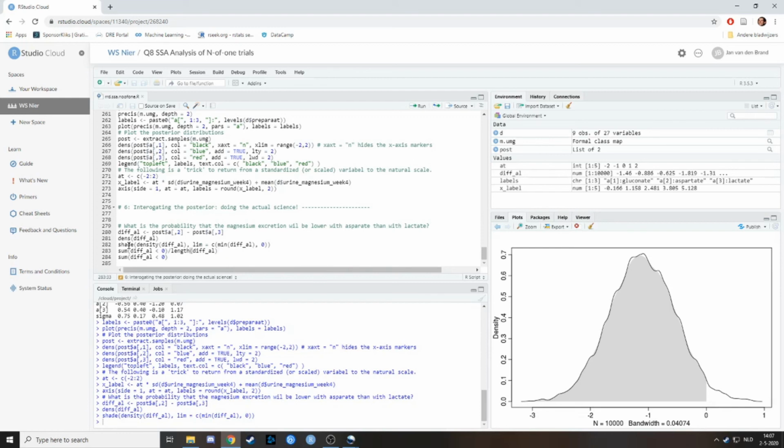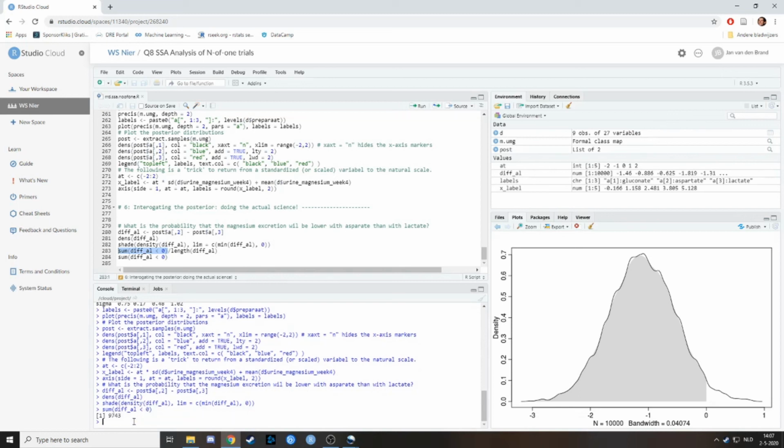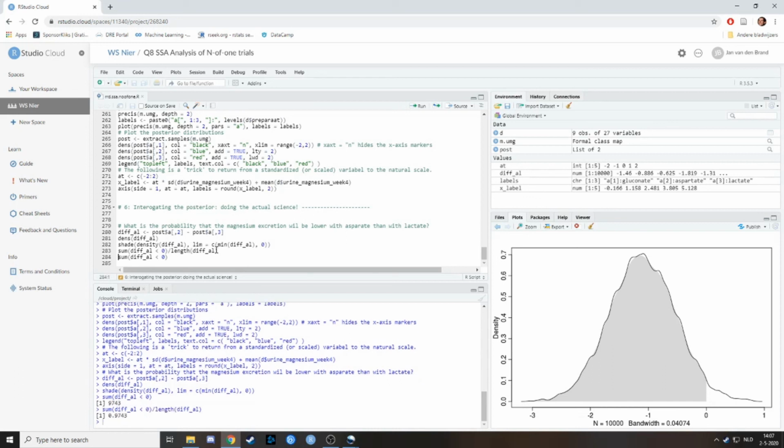How often? Well, to count that up, we use what we've learned from interrogating the posterior. We take the sum, we count up all the times that the difference is lower than 0, which is close to 9,700, and we divide it by all of the elements. And this gives us the probability. So there's a 97% probability that the aspartate will result in a lower magnesium excretion than lactate. And this is basically our answer. There's a 97% probability that aspartate is better than lactate for this patient.